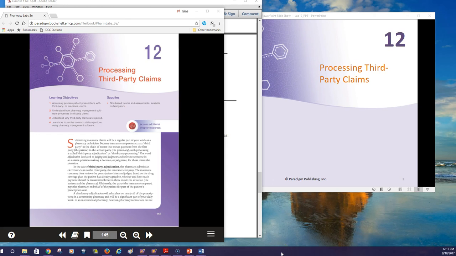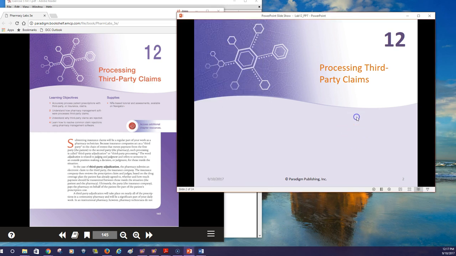Now we're going to discuss Lab 12, which is part of Exercise 5, Processing Third-Party Claims. This lab teaches the students to process, review, and resolve issues with third-party prescription insurance claims. So at this point, we've gotten our authorization renewals from the physician, or we've sent through a new prescription, and we are now processing them through the insurance company.